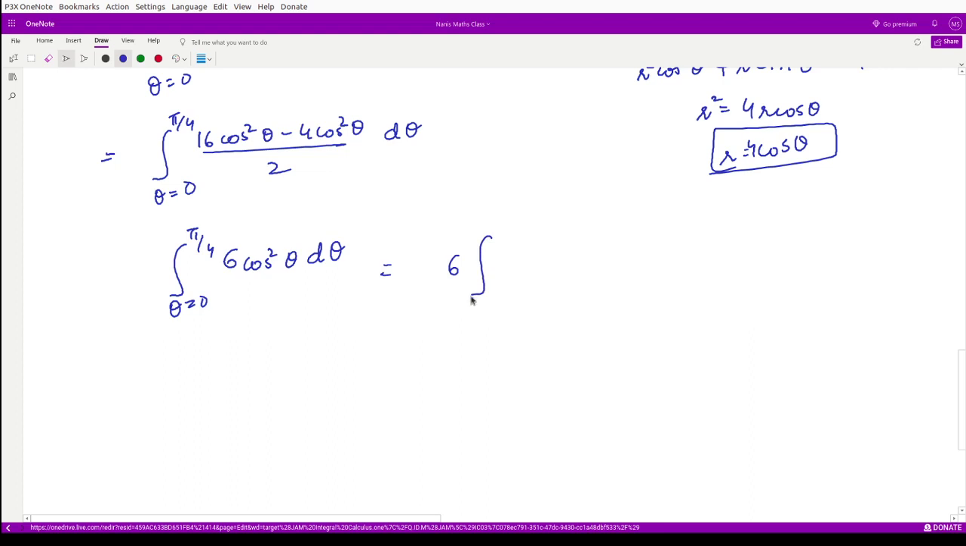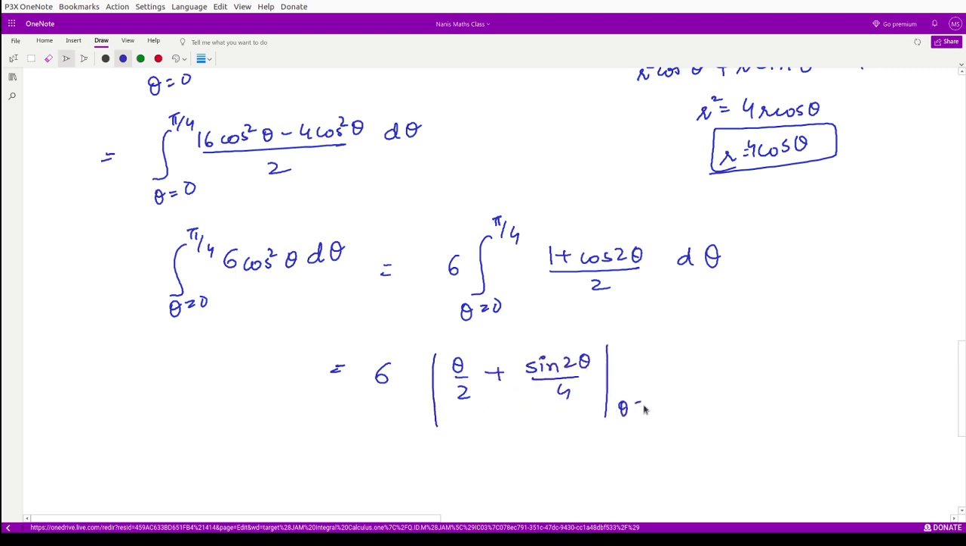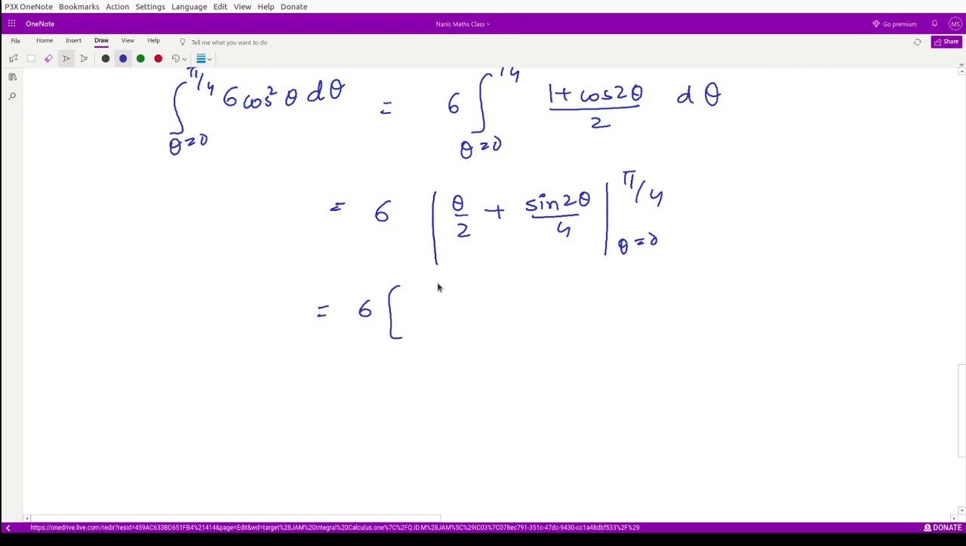So 6 could be taken out, so this integration is simply that of cos square theta, and you can write cos square theta as 1 plus cos 2 theta by 2 d theta. So when you perform this integration, it would be theta by 2, and here you have sine 2 theta by 4, and the limits of theta vary from 0 to pi by 4. So finally it would be equal to 6 as such. When you substitute the upper limit, it would be pi by 8, and in this term, sine 2 into pi by 4, that means sine pi by 2, divided by 4.